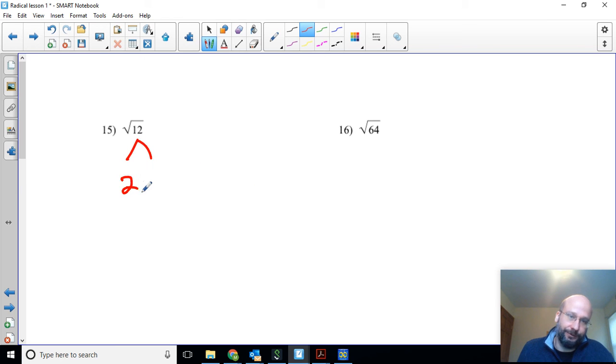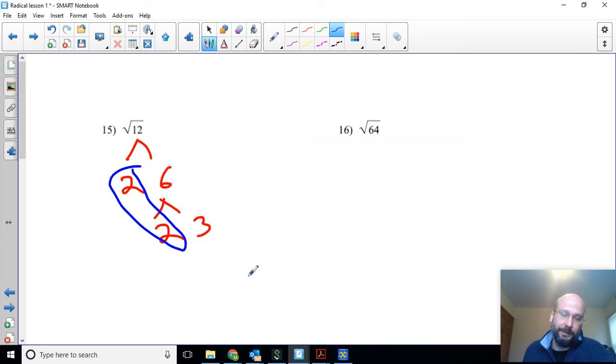12. 2 times 6 is 12. 2 times 3 is 6. And these are prime. So I can't go anymore. So I'm going to circle my groups of 2. So I have a group of 2 2s. So I'm going to bring 1 to the outside. And then my 3's left over right here inside. And that's my answer.